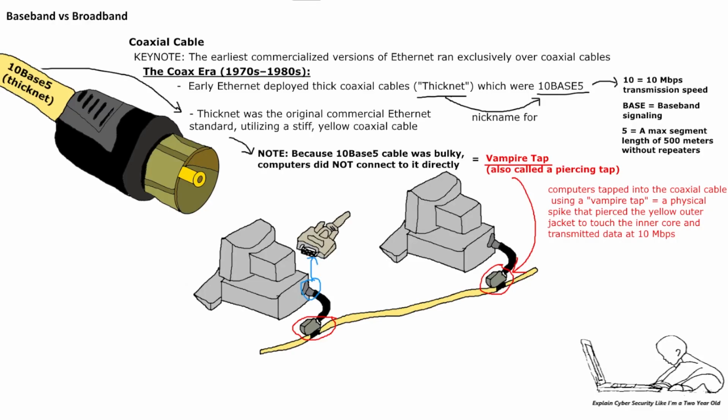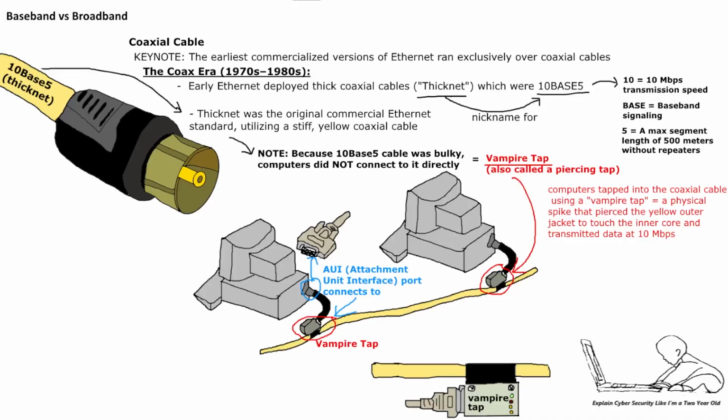And here's a fun fact: the actual connecting type of cable that connected the computer to the vampire tap was known as an AUI, Attachment Unit Interface port, which is not the same as a serial or parallel port, which actually refers to general transmission of data, whereas an AUI is specifically designed for Ethernet networking standards. In other words, the Attachment Unit Interface cable port was designed specifically to work with vampire taps, and if we were zoomed into the vampire tap, it looks something like this.